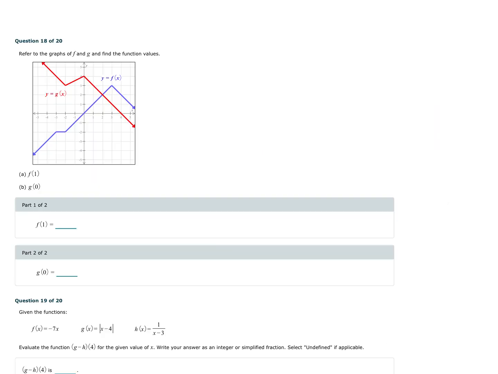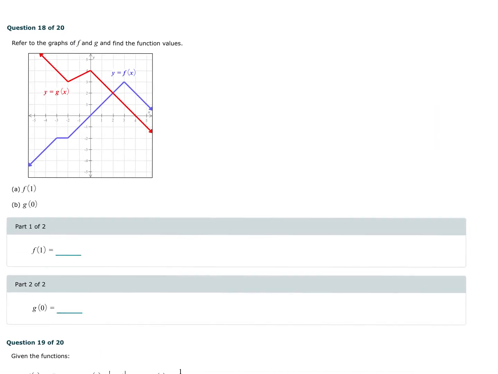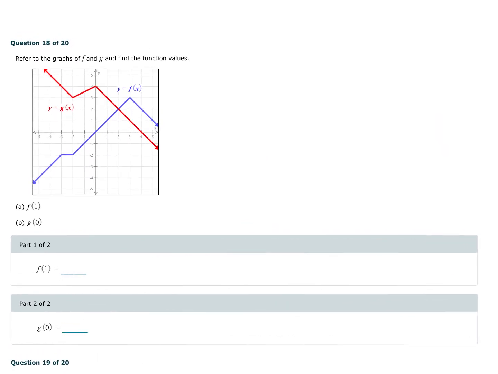Let's move into this next question. So this one is now performing operations of functions and also being able to understand the graph. So this first letter, A, says find f at 1. Remember that that's basically saying when x is 1, what is y? And we're talking about the blue function because we're on f.